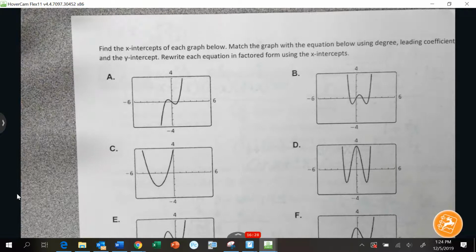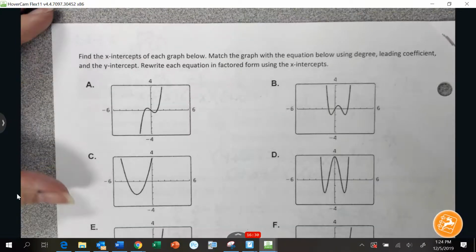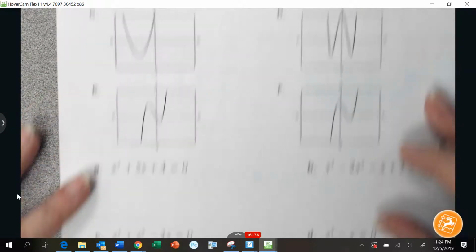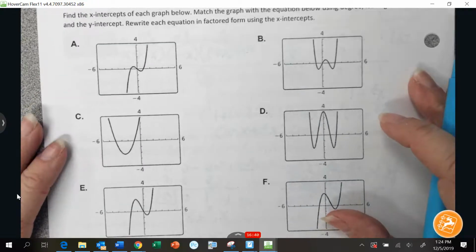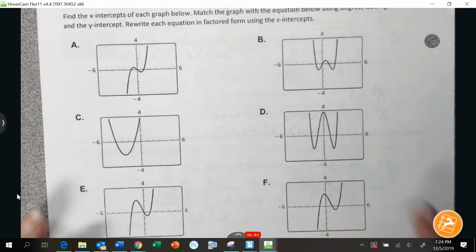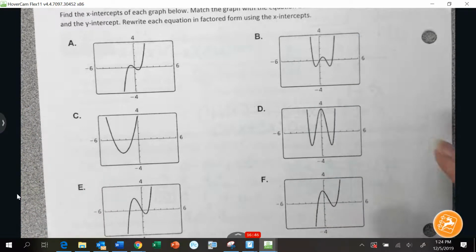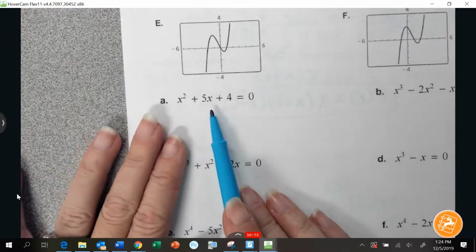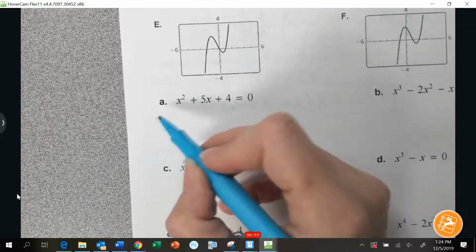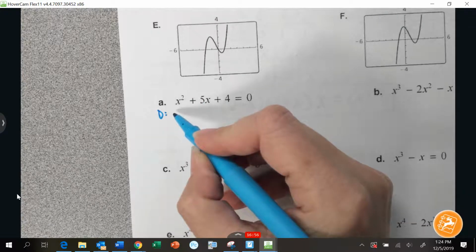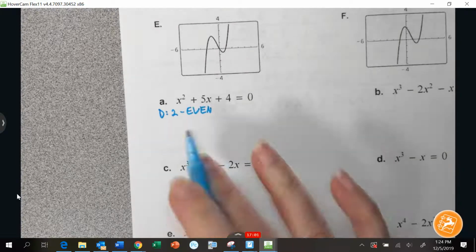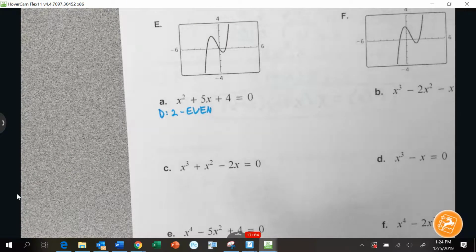I'm going to look at the degree, leading coefficient, y-intercept, and then we're going to figure out which equation matches the picture. And it's going to be easier than you think. And we're going to find the x-intercepts by looking at the picture. Okay? So let's just look at the very first one. What do we know about this? Degree? So 2, which is not odd. Oh, yeah, I'm looking at A. Okay. So we're looking for even.